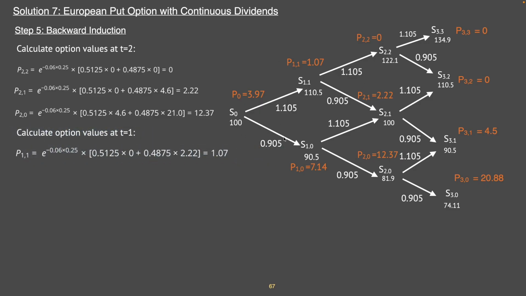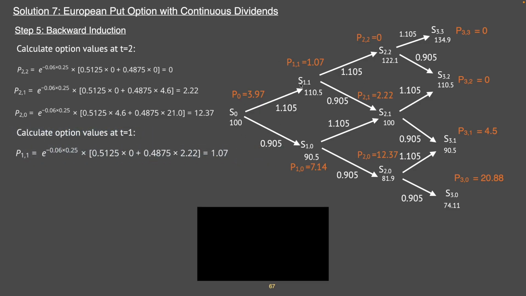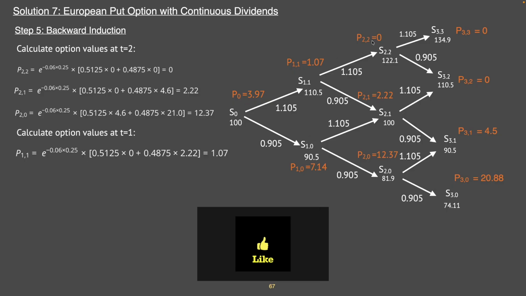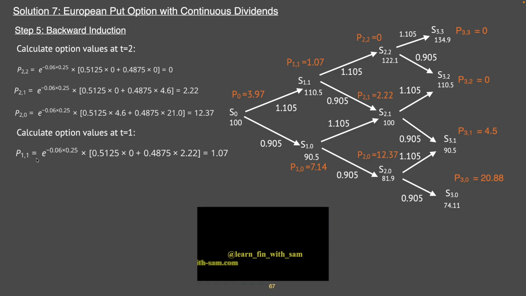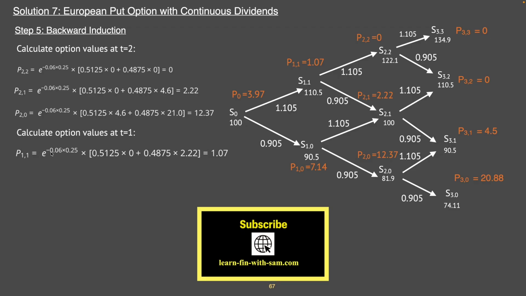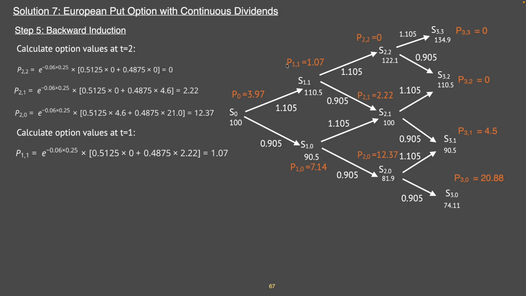Now we have to calculate the values at the first stage, that is S11 and S10. We know the value P22 and we know the value P21. We multiply P22, that is 0, with p, and 2.22 with 1 minus p, and multiply it with e to the power of minus 0.06 into 0.25 to get the value of the option P11 as 1.07 and the value of the option P10 as 7.14.